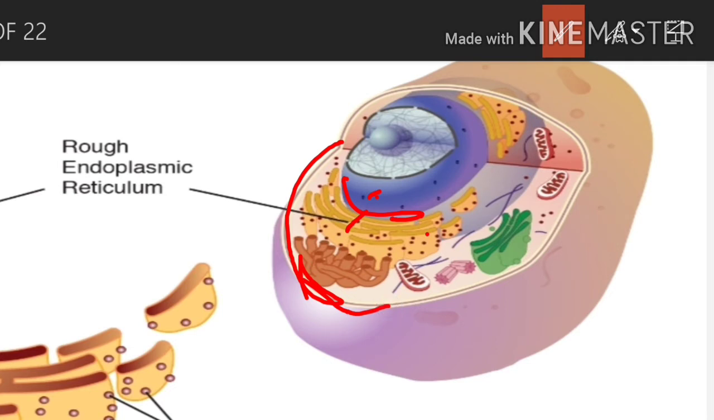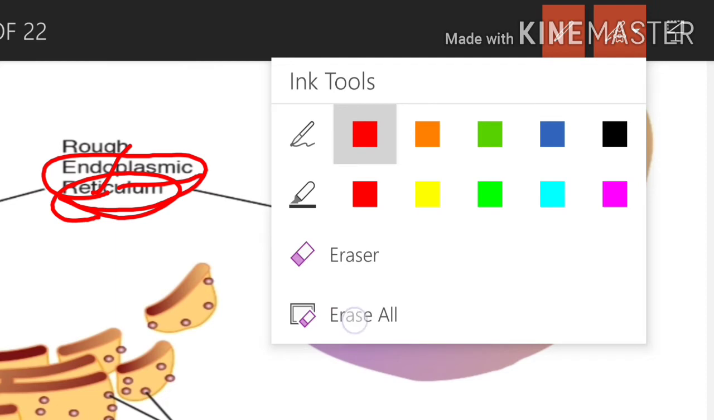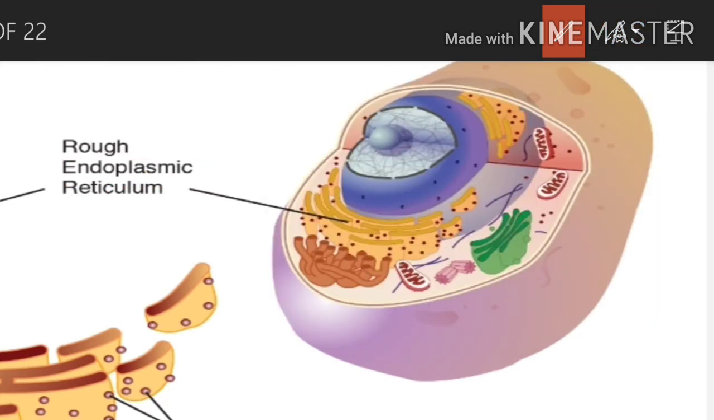So these substances should be transported from one part of the cell to another part. This network of membrane is known as the endoplasmic reticulum. Endo means present inside the cytoplasm, plasmic means present in the cytoplasm, and reticulum means it looks like a net. So it looks like a network of so many channels. That's why it is called the endoplasmic reticulum.